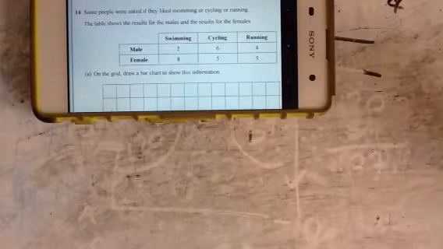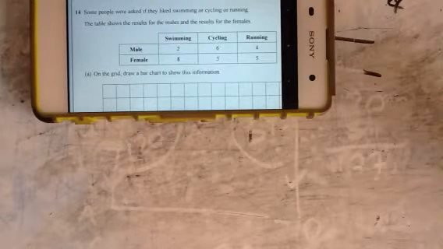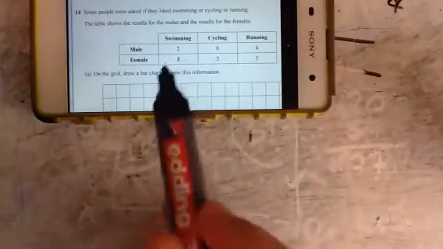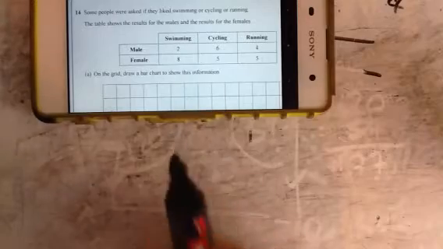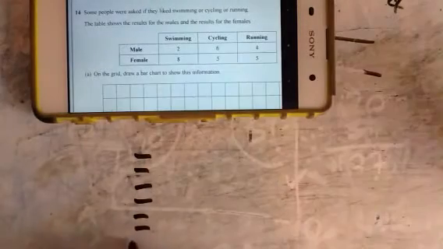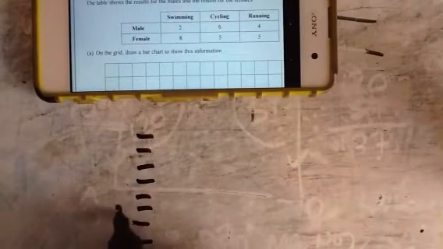Some people were asked if they like swimming, cycling or running. The table shows the results for males and the results for females. On the grid, draw a bar chart. Okay, I haven't got a grid because I'm using the whiteboard. But let's look, my biggest number is 8. So it has to go up to 8. 1, 2, 3, 4, 5, 6, 7, 8.